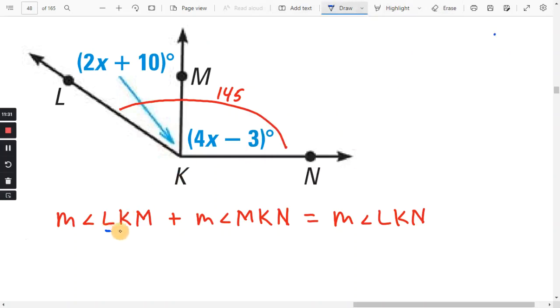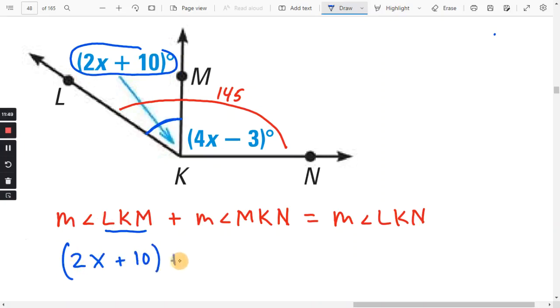Okay, LKM is this one right here. So that is 2x plus 10. Okay, the algebra expression represents the measurement. And then MKN is this one right here. So that's going to be 4x minus 3. Okay, that's the one on the right. 4x minus 3. And then it said in the problem, the whole thing equals 145.